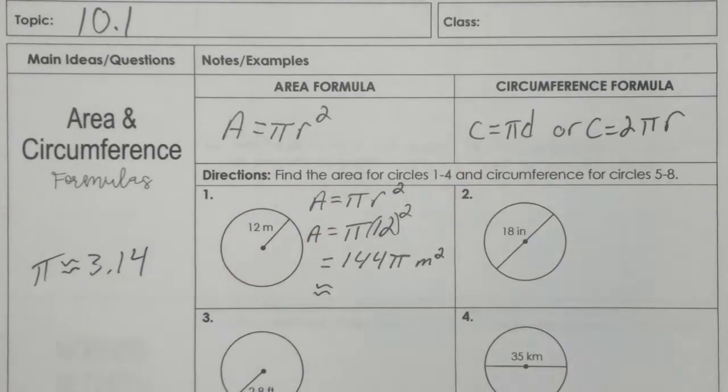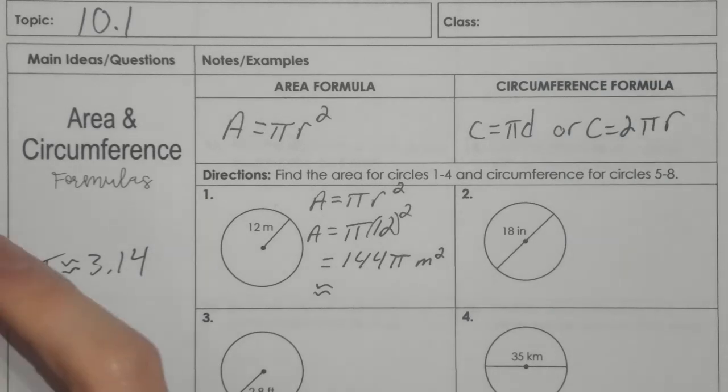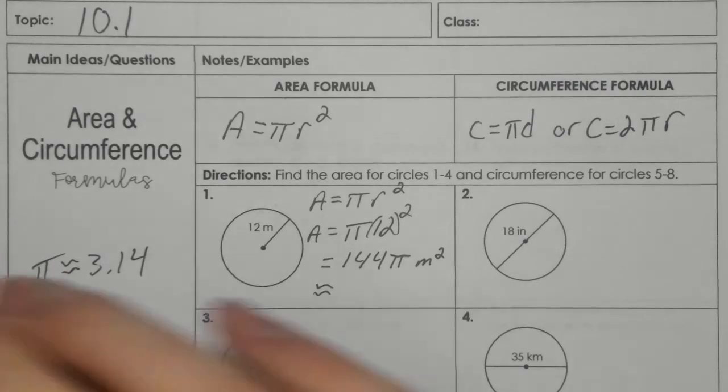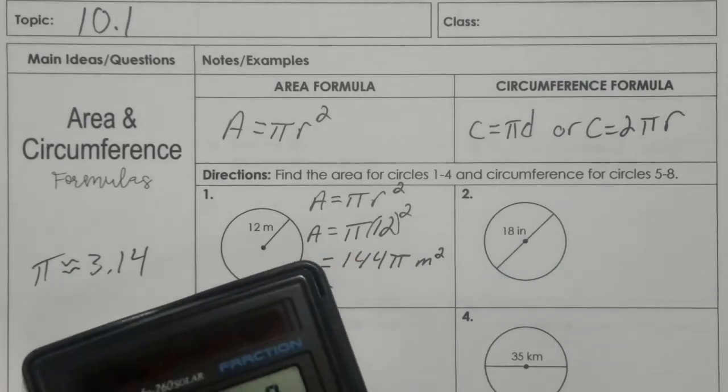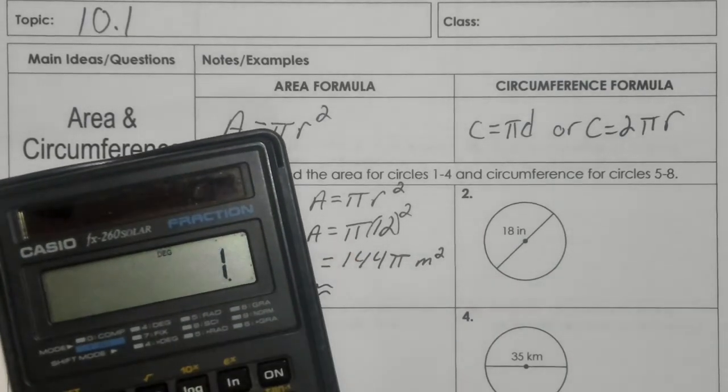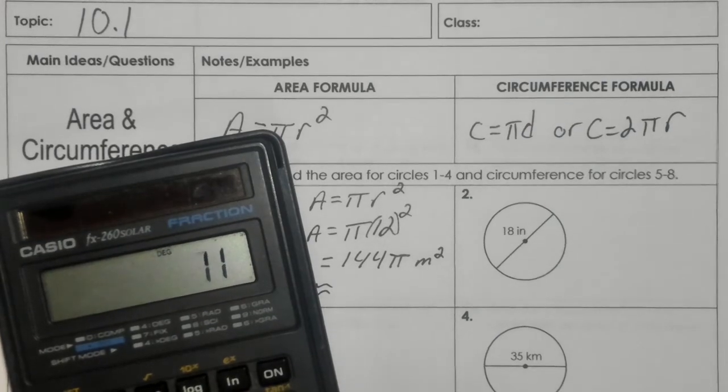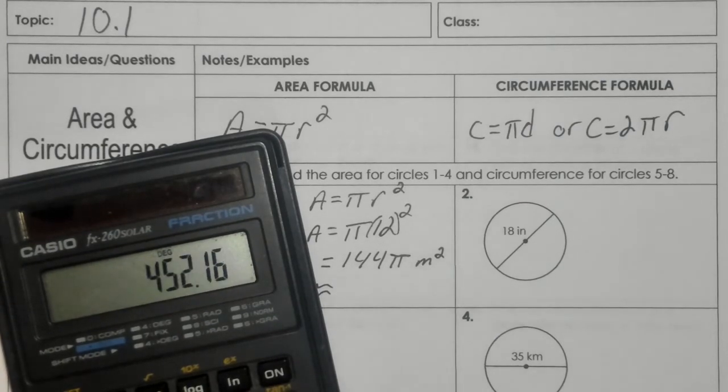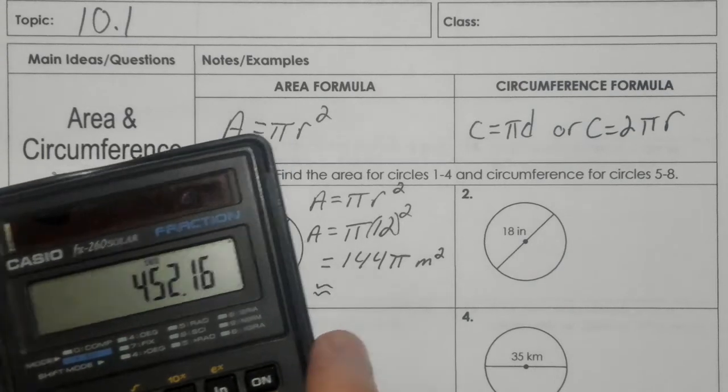Now, some of your calculators have a pi button. If you use the pi button, you're going to get a different answer. If you use 3.14, you'll get sort of an estimated answer, and the pi button will be more exact because you're using more digits beyond the decimal, but that's not really a big worry. So I'm just simply in my calculator going to type in 144 times 3.14, and I get 452.16.